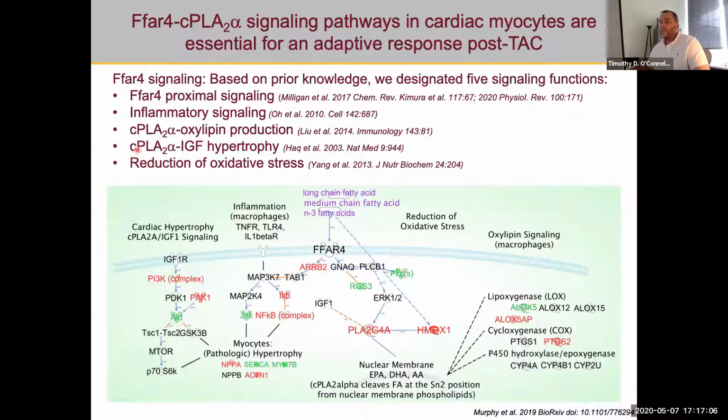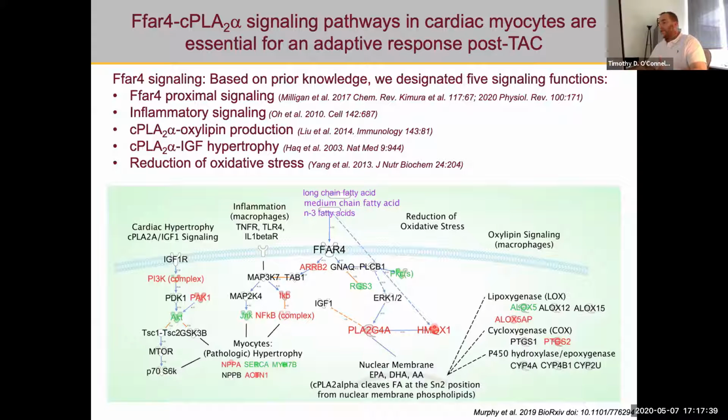Furthermore, we know from the work of Tom Forrest that if you knock out CPLA2, it increases IGF levels, and that can induce hypertrophy. That signaling pathway is shown on the left-hand side of the slide. And finally, from work in endothelial cells, we know that FFAR4 can again activate phospholipase A2 to increase expression of this gene called HMOX1, which you also know as heme oxygenase 1. This is a gene that reduces reactive oxygen species in the cell. It's known to be cytoprotective, and many experiments have shown that it is in fact cardioprotective.